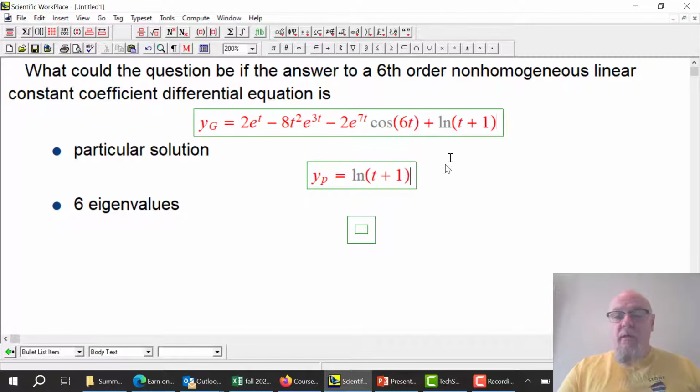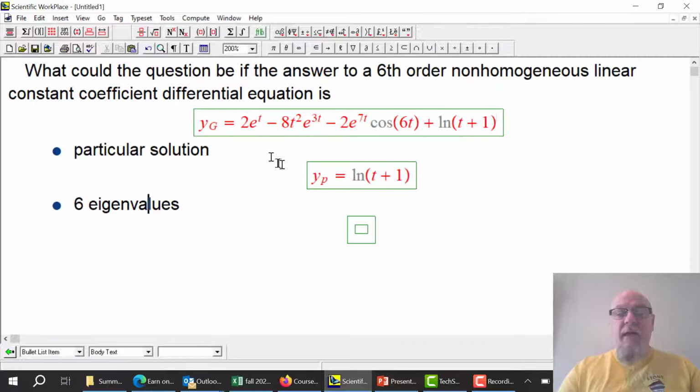We also need the initial conditions. If it's a sixth order, I get 6 initial conditions. If it was first order, I would get 1 initial condition: y naught equals a number. This is sixth order, so I need y prime naught equals a number, y prime prime naught equals a number, etc., all the way up to the fifth derivative. So I need y naught, y prime naught, y prime prime naught, all of them.